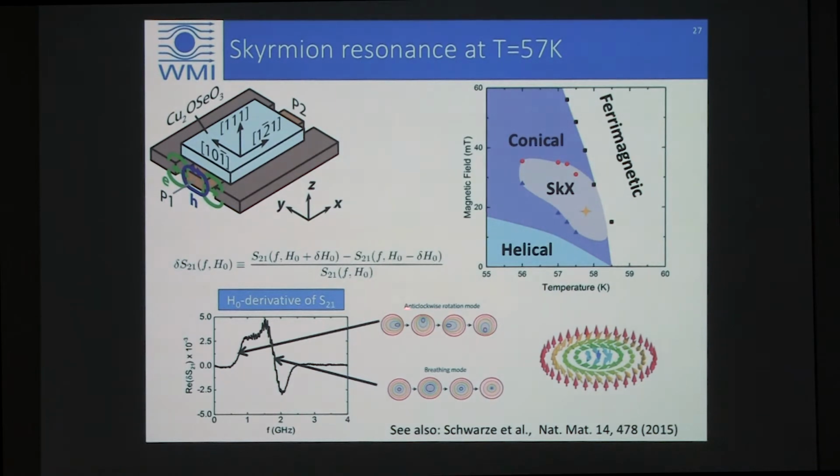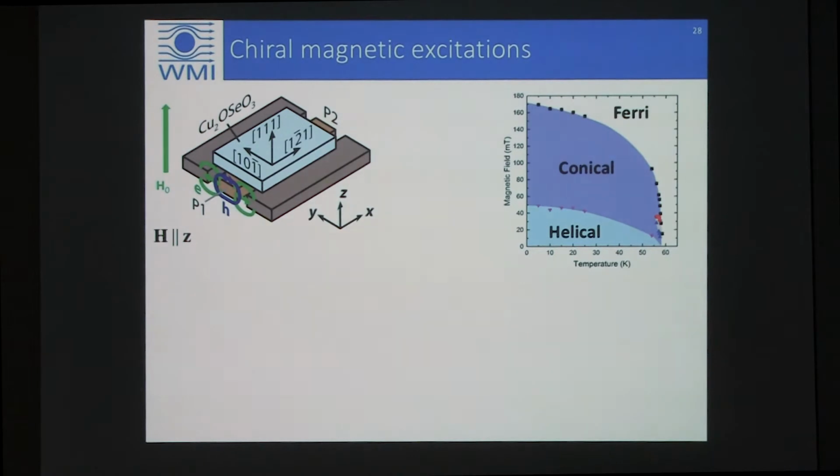In this instance, we have anticlockwise and breathing mode dynamics. This is covered in detail in this paper here, so this is not going to be the focus of the remainder of this talk. Okay, so we then obviously also can go to lower temperatures. This is now the same phase diagram expanded to lower temperatures, right? And this is where we are actually measuring now.